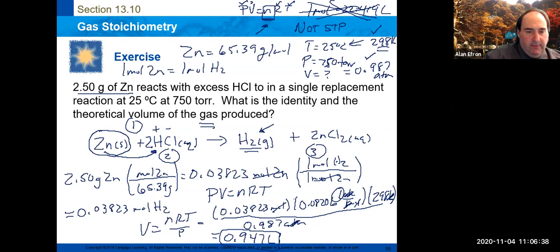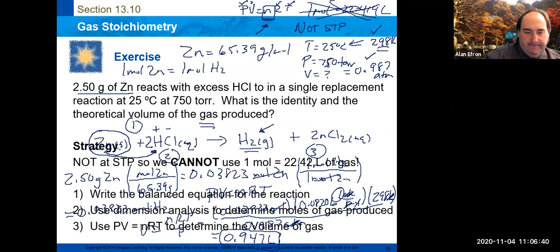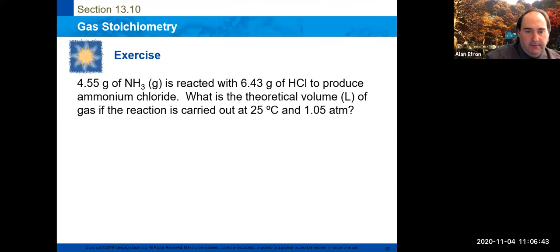Okay, if there's none, then why don't you try one more here just to see what you come up with. So we have 4.55 grams of NH3 reacted with HCl to produce ammonium chloride. What is the theoretical volume in liters of the gas if the reaction is carried out at 25 degrees Celsius and 1.05 atmospheres? Nitrogen is 14.01 and hydrogen is 1.008. All right, take a couple minutes to see what you come up with.